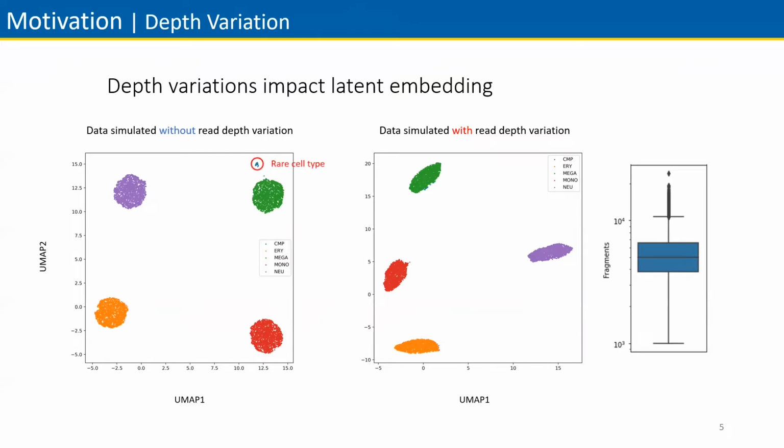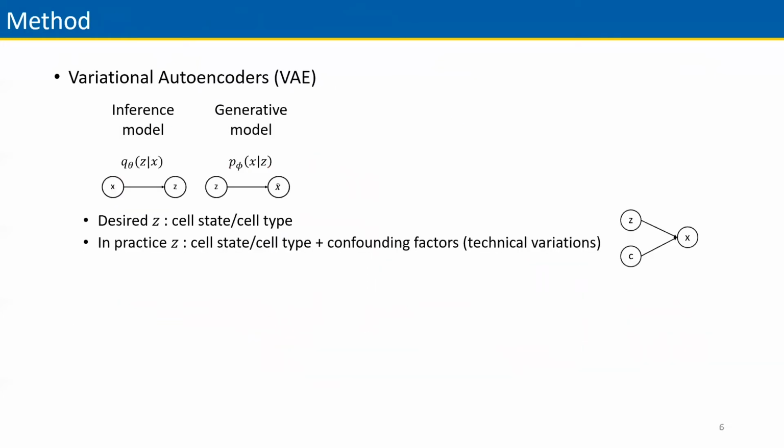When there's no depth variation, LSI could distinguish the real cell type quite well, which takes 1% of the total population. However, when there's depth variation, the real cell type cannot be found. So with this in mind, we are trying to develop a computational method that could tackle these technical effects, such as batch effect and read depth variation. In the meantime, it scales well with large datasets.